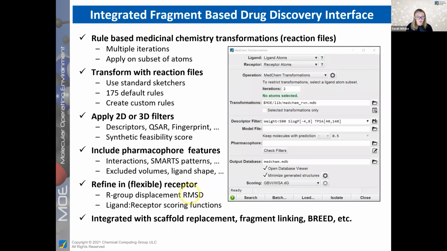So we have our unified fragment panel for all the different fragment tools. I've showed it here for the MedChem transformations. In there, we have a reaction file with 175 default reactions that you can, of course, create custom versions of. You can apply the 2D and 3D filters. And you can include all the same filters in that panel at once. And you can also in the same panel choose how you want to refine the ligand in the pocket, if you want to do it as a rigid receptor or as a flexible receptor. So that really leads me to the end.